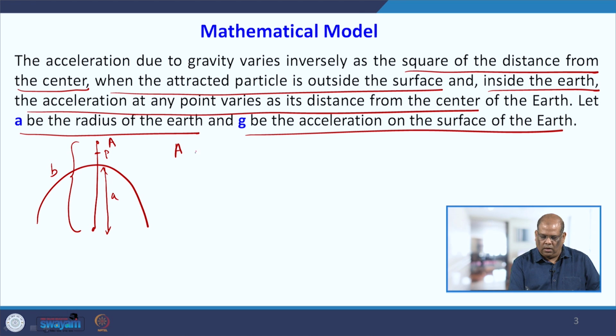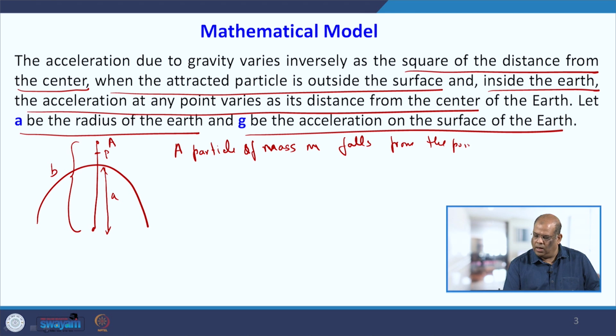So, a particle of mass m falls from the point A towards the surface of the Earth.